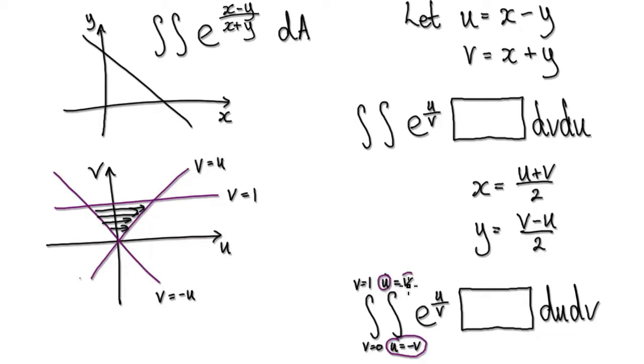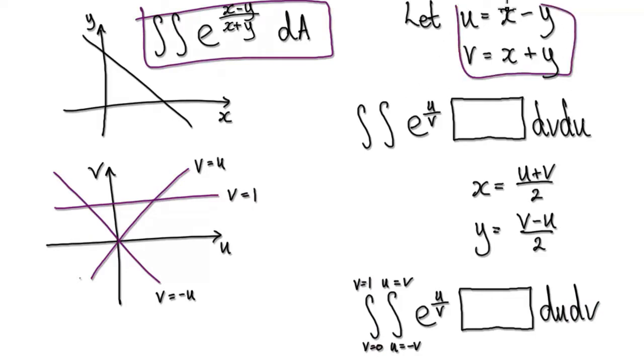And then thinking in terms of v, you're scanning from v equals 0, all the way through to v equals 1. So that's v equals 0, scan all the way through to v equals 1. Now from here, under this transformation, it will take us to here.